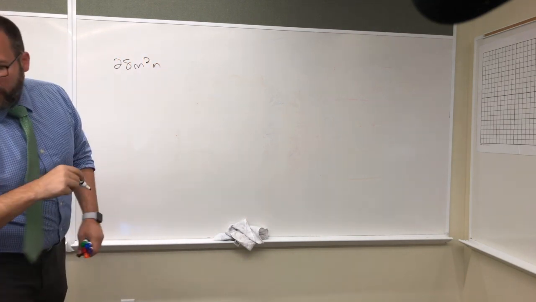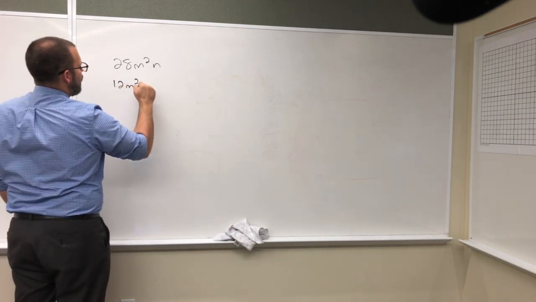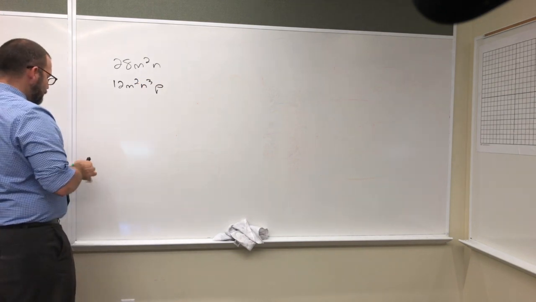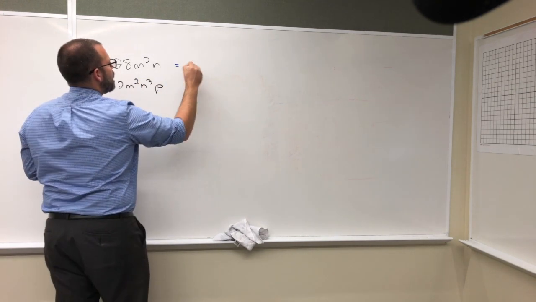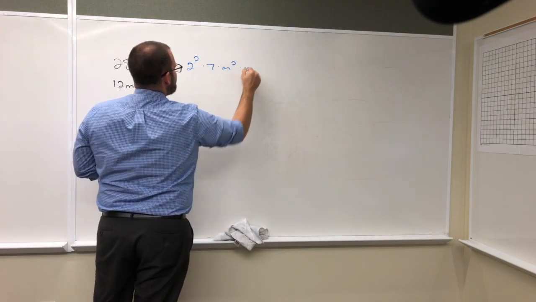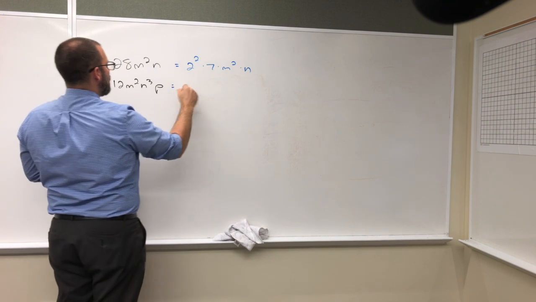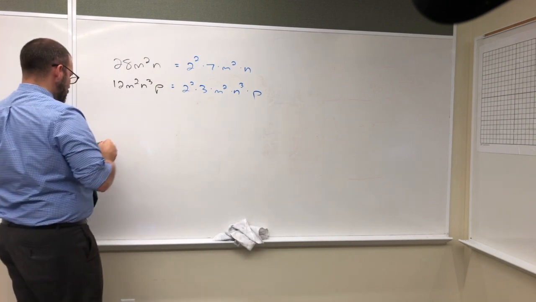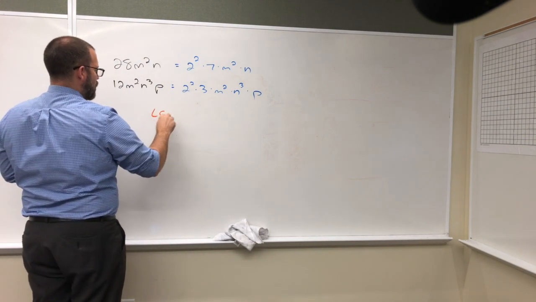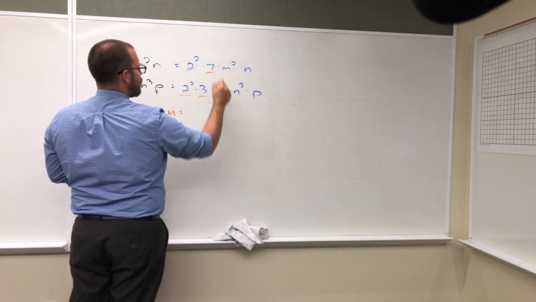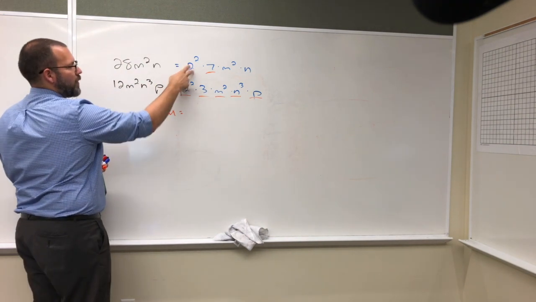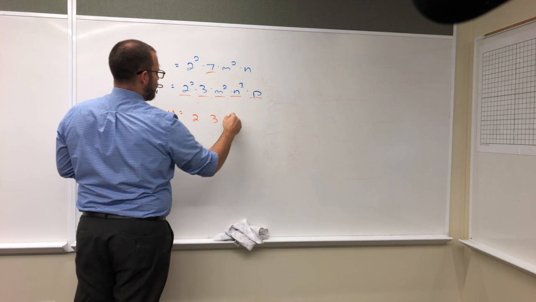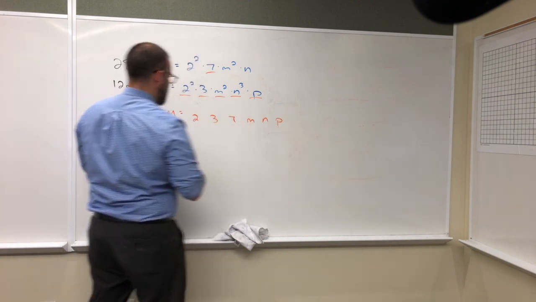28 m squared n and 12 m squared n cubed p. And we want our LCM. I'm going to do my factorization real quick. This is 2 squared times 7 times n squared, m squared times n. This is 2 squared times 3 times n squared, n cubed, p. So the least common multiple is going to be every individual factor we see, 2, 3, 7, m, n, and p. Again, where I'm underlining this has no significance. I'm just identifying all those factors. I write them down, 2, 3, 7, m, n, p.